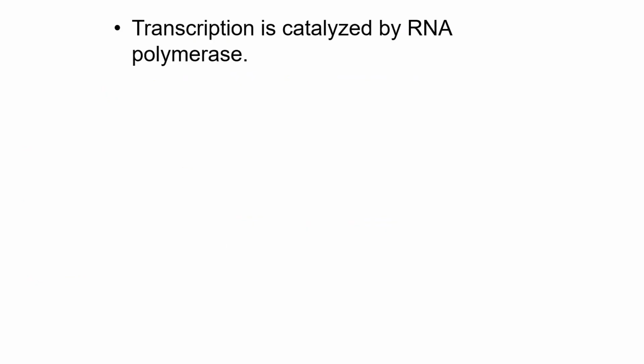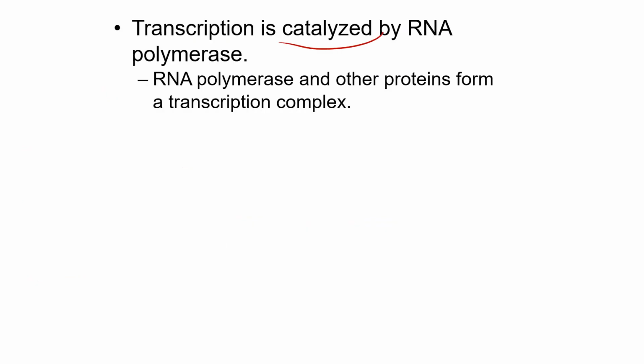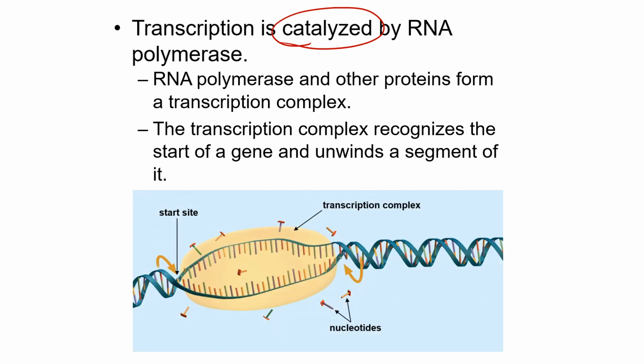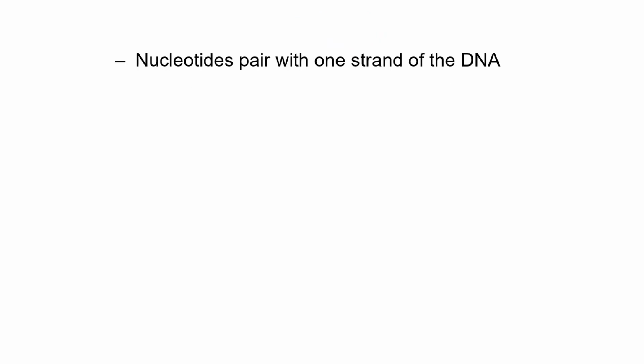Transcription is catalyzed. Remember, this means started or began. So it's catalyzed by RNA polymerase. RNA polymerase and other proteins form what we call a transcription complex. This again recognizes the start of the gene right here. So it recognizes the start site, it unwinds the segment that you need, and it brings in these new nucleotides to form the strand of RNA. And this whole thing is called the transcription complex.